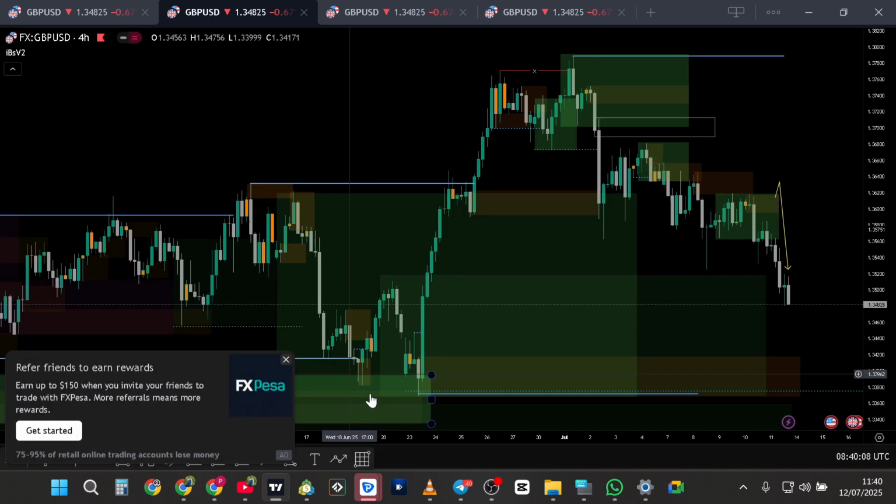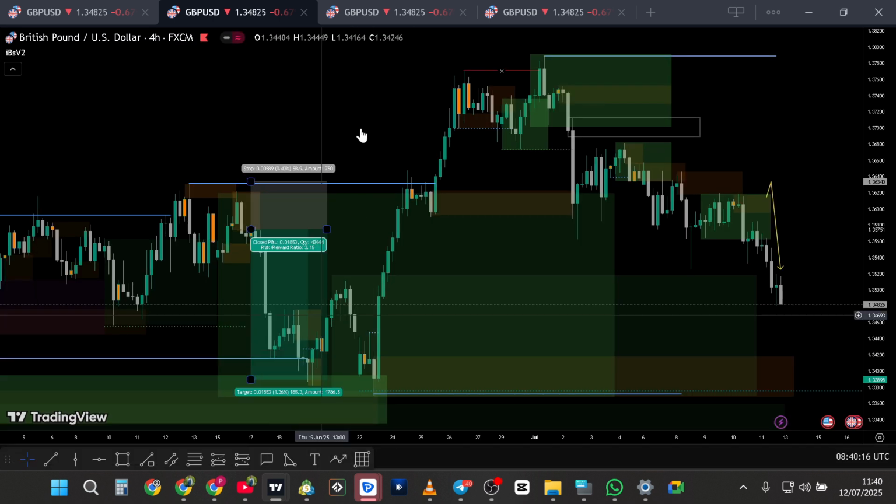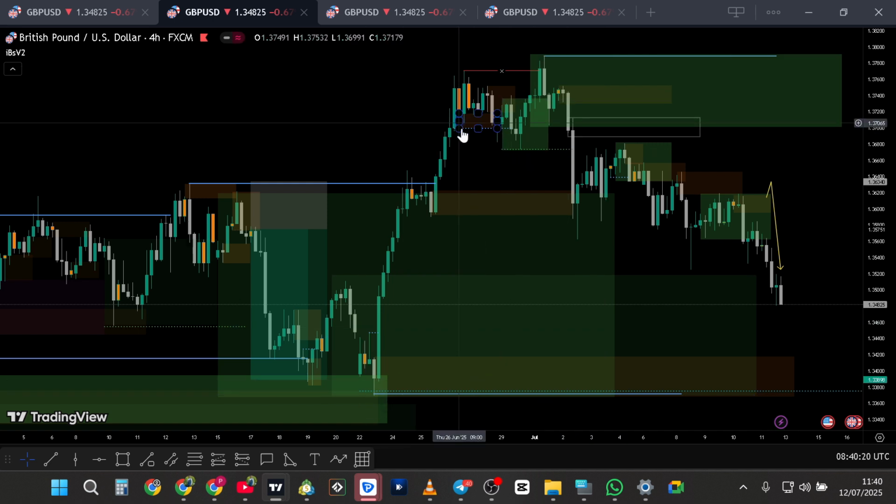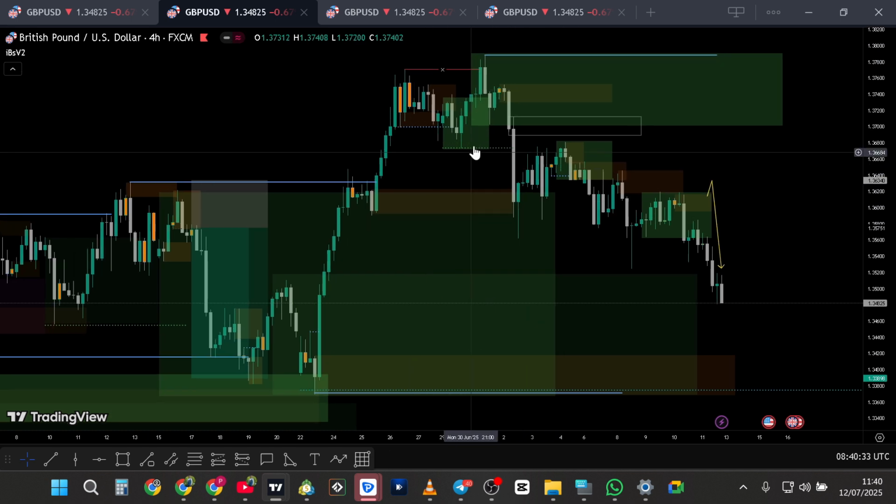4 hour. So much to see, but I'll try and keep it simple. Playing between that high and this low, there was a change of character here, but it was just an inducement so that people could continue selling from here, here, and here, and then all those sell side liquidity were taken out, and then price shot to the downside. So the next change of character now is here.